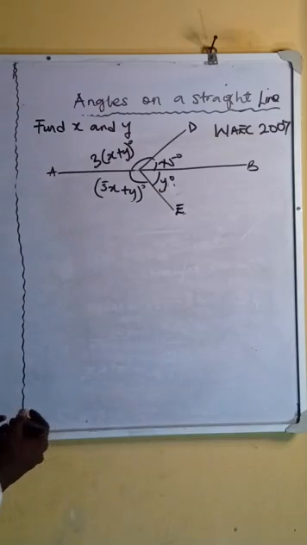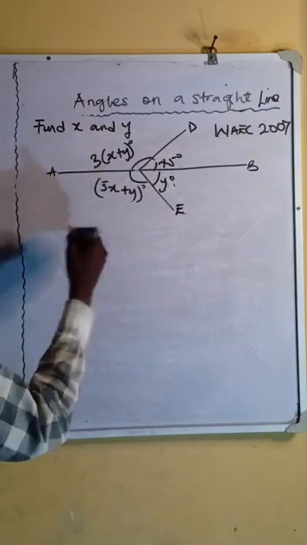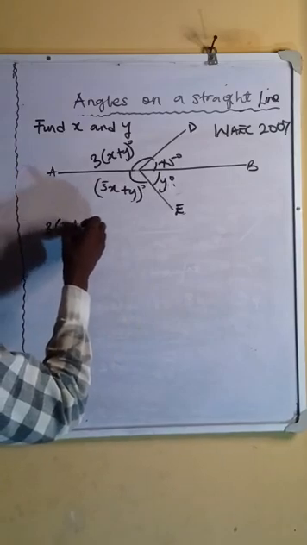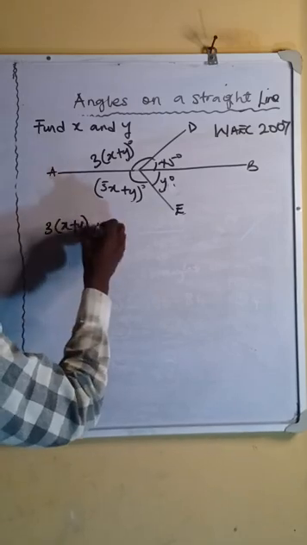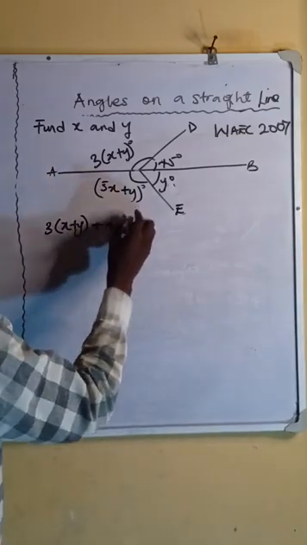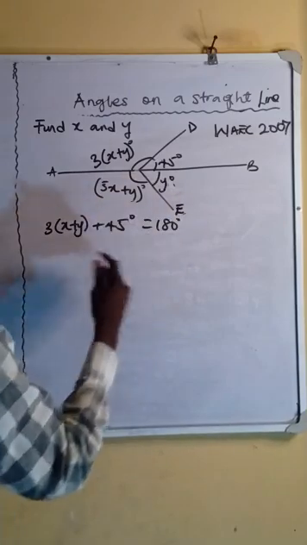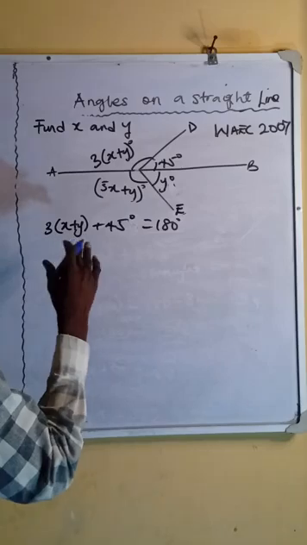Okay, so in order for us to solve this, before this time, you might have been introduced, in your JS3, to something like simultaneous linear equations. So in order for us to solve this question, we'll first consider the one at the top here. You have 3x plus y plus 45 equals 180. The reason being that they are angles on a straight line.